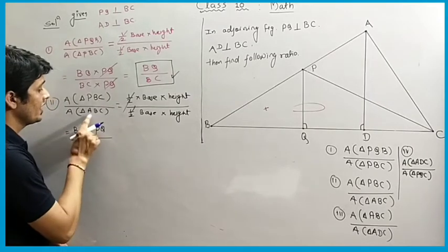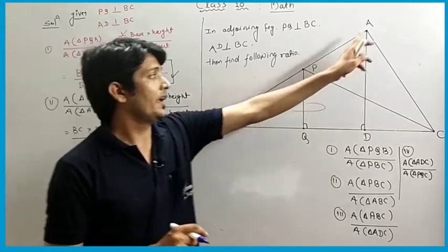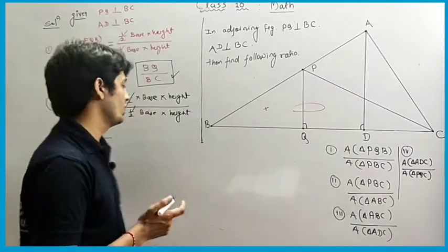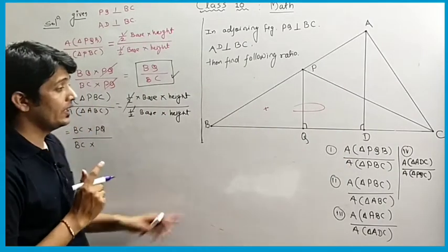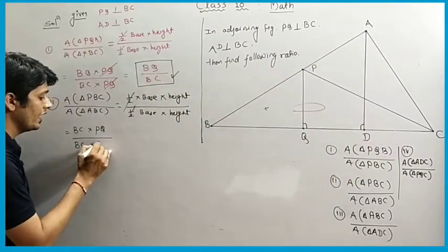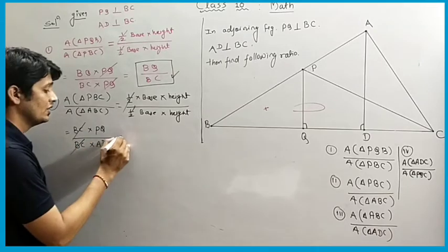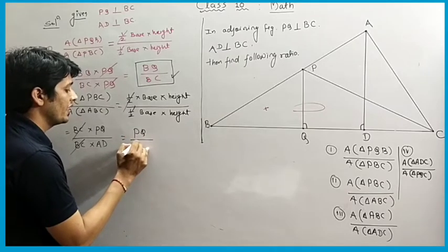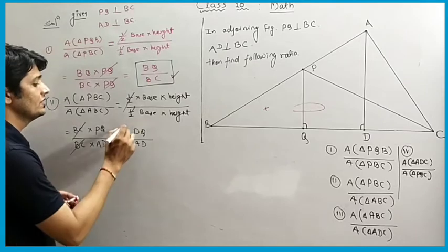Divided by the base and height for the triangle ABC. What will the base be for ABC? It will be BC. So we write BC into height for this triangle, which is AD. So BC and BC will get cancelled. So we will have PQ divided by AD, and this is the answer. Okay, so this is the second answer.